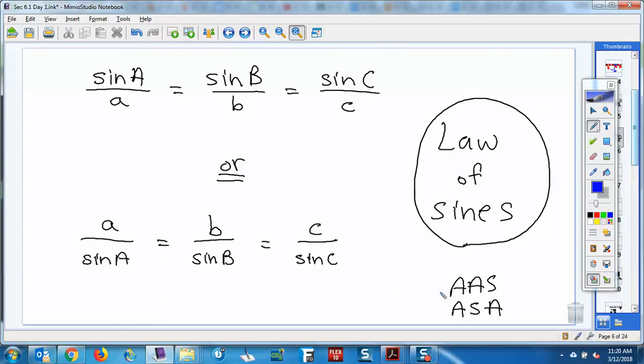Okay? So here's what you want to write down, the law of sines. And the law of sines is going to be useful for those three scenarios. For sure, when we know two angles. When we know two angles and a side, for sure we're going to use law of sines. Okay, angle, side, angle, right, for sure.